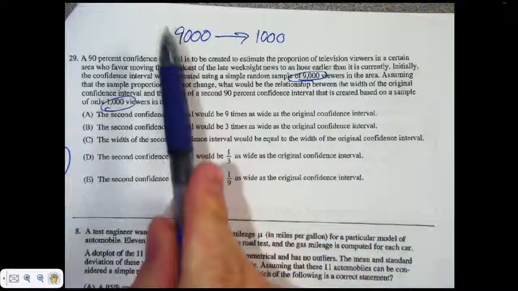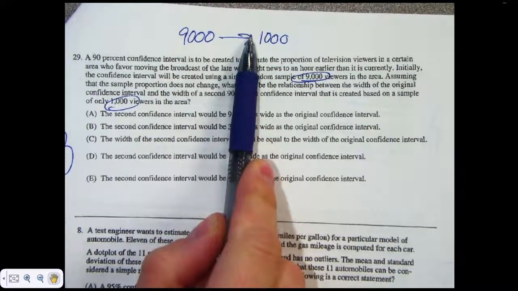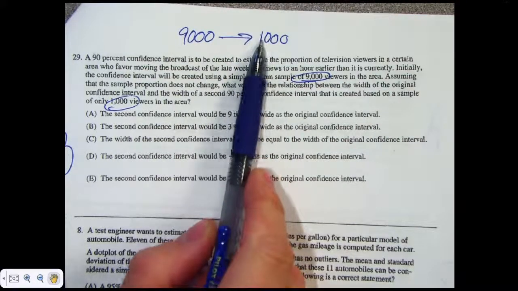So if this went from like 16,000 to 1,000, what would the answer be? 16,000 to 1,000. How many times as wide or as narrow? It'd be 4 times as wide, right? Is that right?